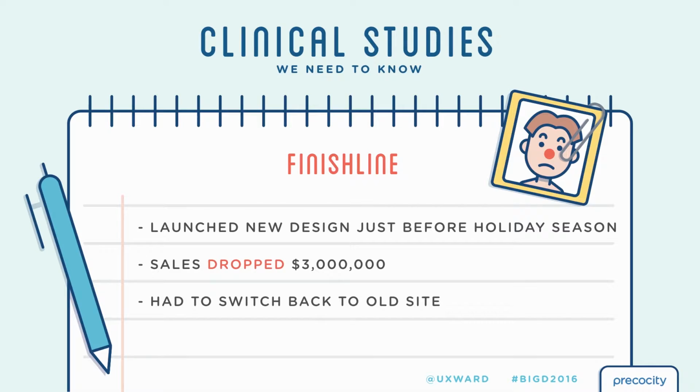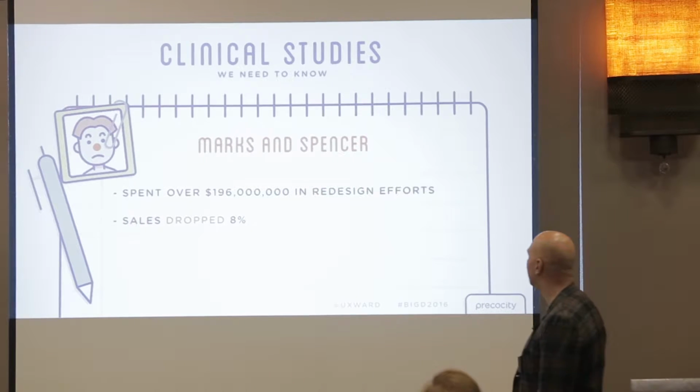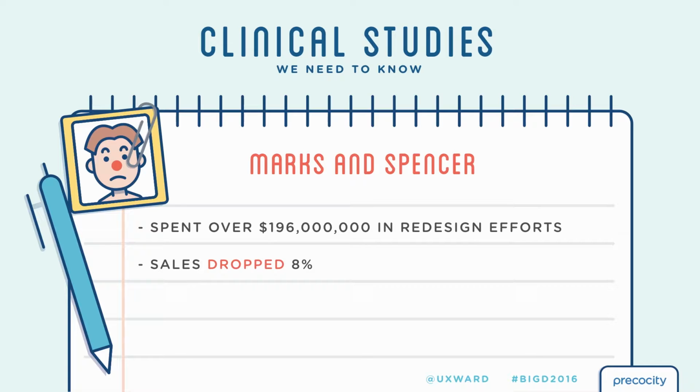What else got redesigned? Finish Line. Just before holidays, they launched their brand new redesign to help boost sales. Sales dropped by $3 million, and they had to revert back. Ta-da! Marks & Spencer, $196 million in their redesign efforts, and sales dropped by 8%. Ta-da!